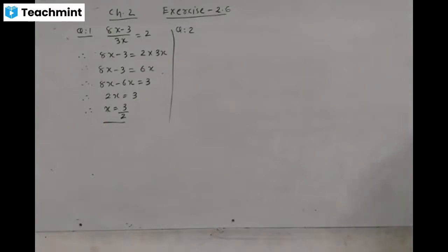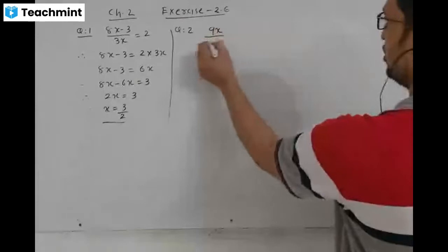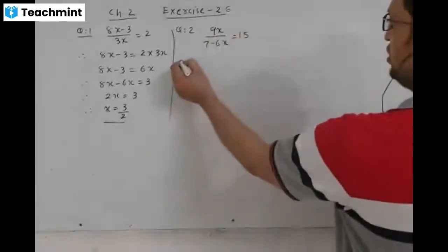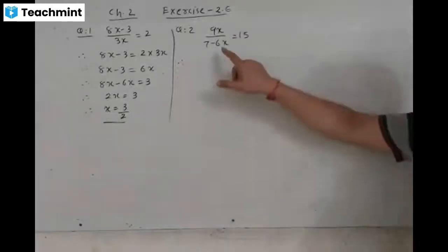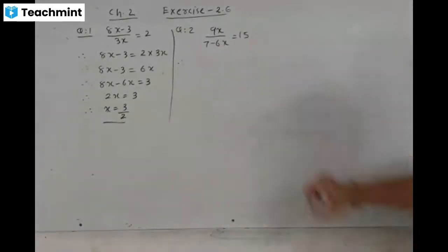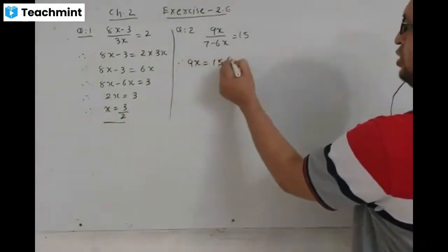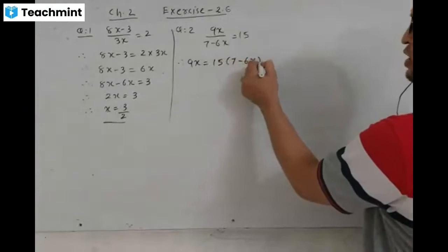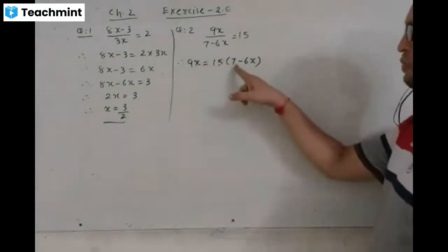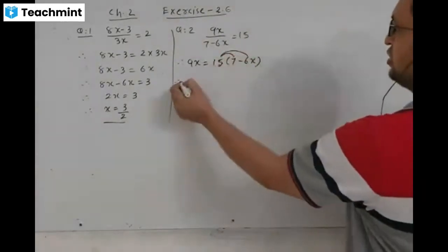9x divided by (7 minus 6x) is equal to 15. Similarly, same to same, 7 minus 6x multiply with 15. 15 into (7 minus 6x). Apply the distributive law. 15 multiply with 7 and 15 multiply with 6x.